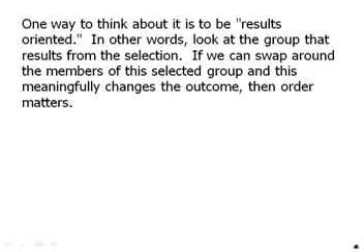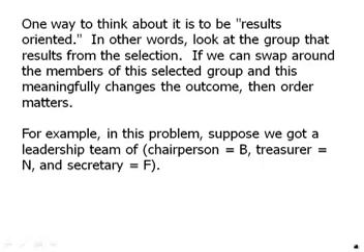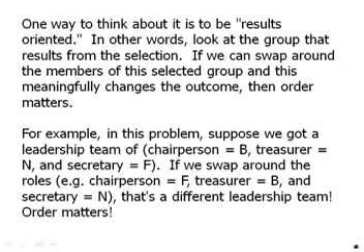One way to think about it is to be results oriented. In other words, look at the group that results from the selection. If we can swap around the members of this selected group and this meaningfully changes the outcome, then order matters. For example, in this problem, suppose we got a leadership team of B as the chairperson, N as the treasurer, and F as the secretary. If we swap around the roles, make F the chairperson, B the treasurer, and N the secretary, well, that's a different leadership team. In other words, different people in different roles, that's a real difference. That's a meaningful difference. So order actually does matter here.